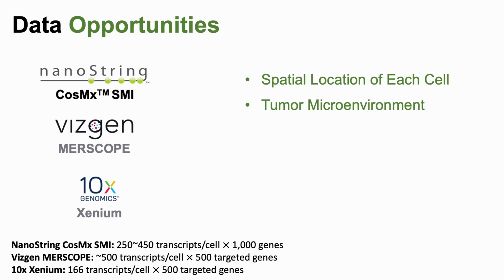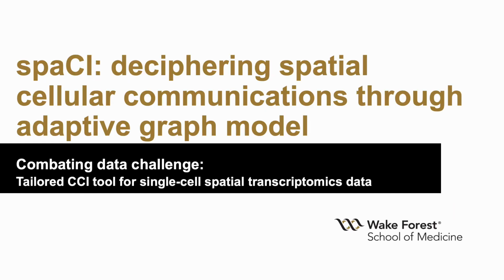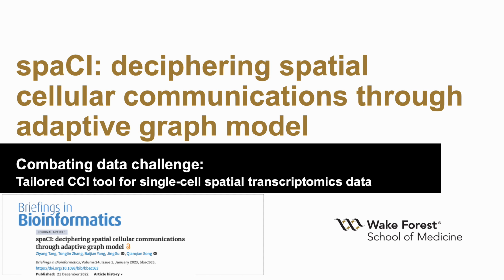So these different technologies have provided us a great opportunity to look into the spatial location of each cell and the tumor microenvironment. However, as we mentioned above, the gene expression is not very sufficient, and the number of genes is not sufficient either, which causes great challenges for identifying spatial cellular communications. To combat this data challenge, we have proposed a novel method named SPARCY to decipher spatial cellular communications through an adaptive graph model, which is a tailored method for single-cell spatial transcriptomics data. This method has been published early this year in Briefings in Bioinformatics.